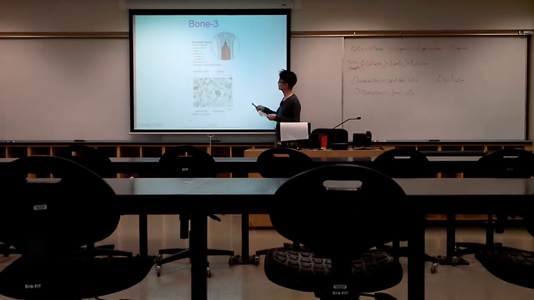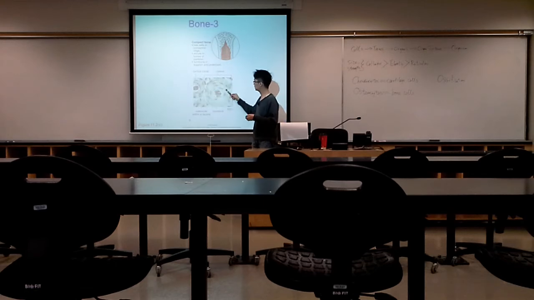So the compact bone looks like this. This is called osteon. It looks like a tree ring. When you see a slice that looks like a tree ring, then it is a compact bone. So we call this an osteon. It's a subunit. The center one we call the central canal. It has the blood vessels going through.